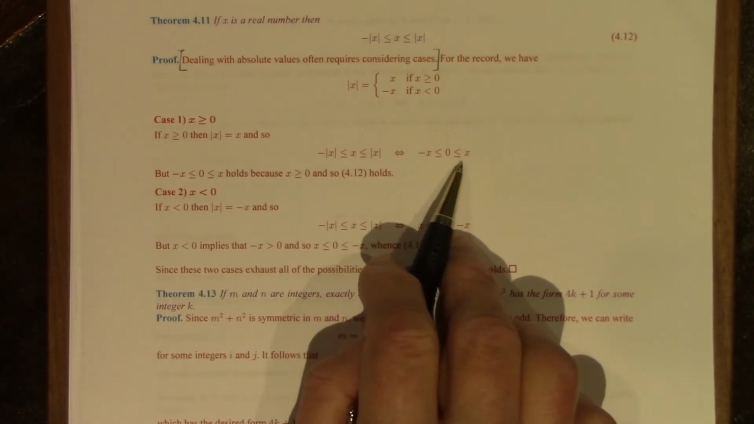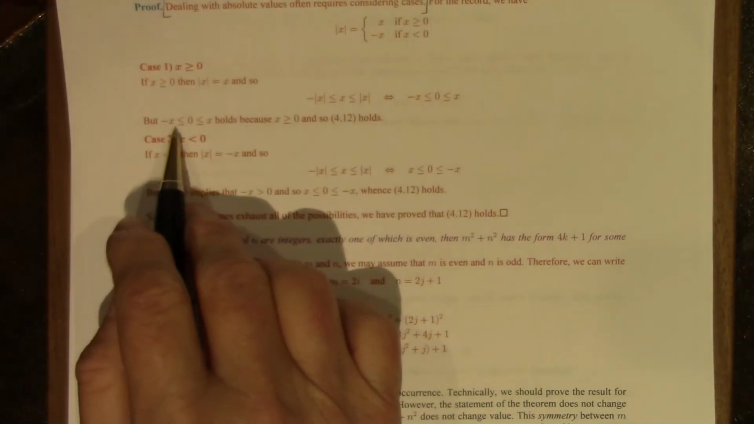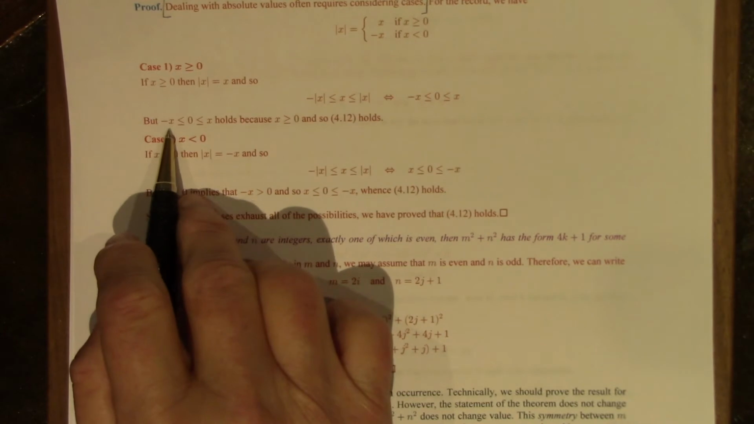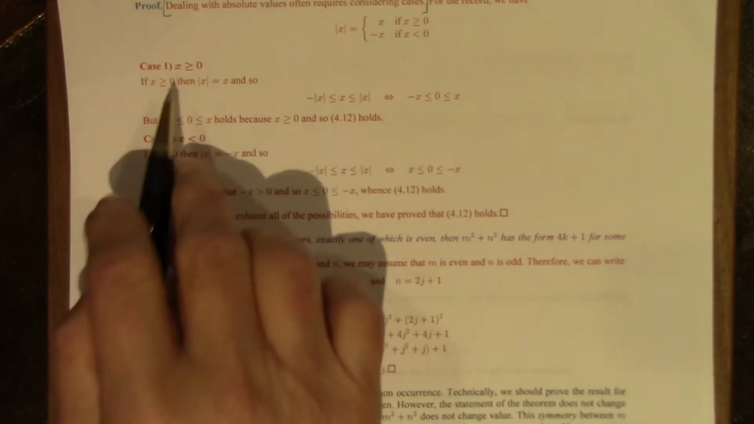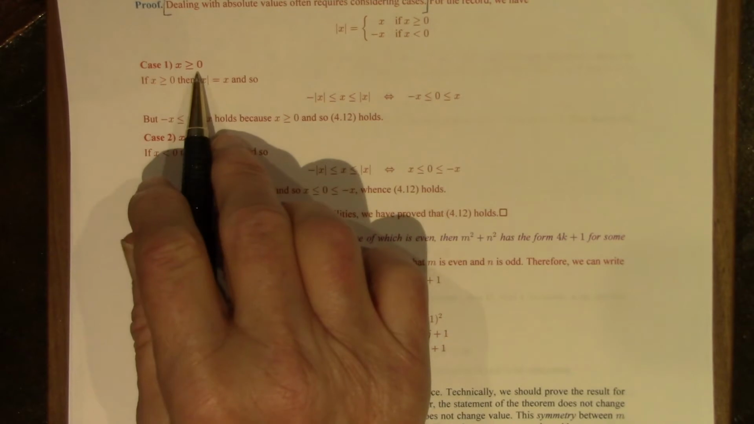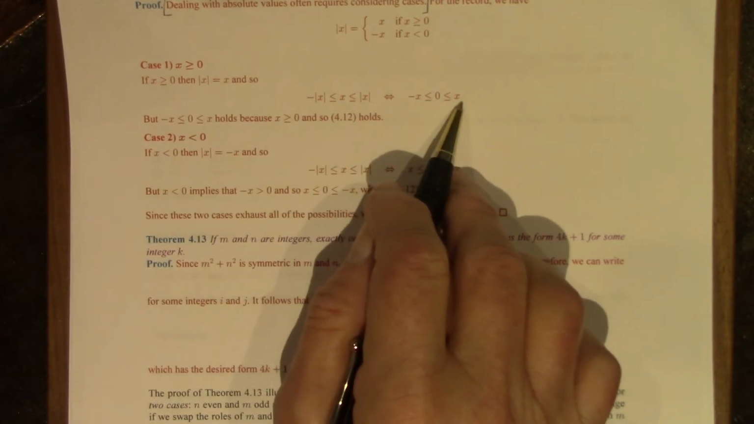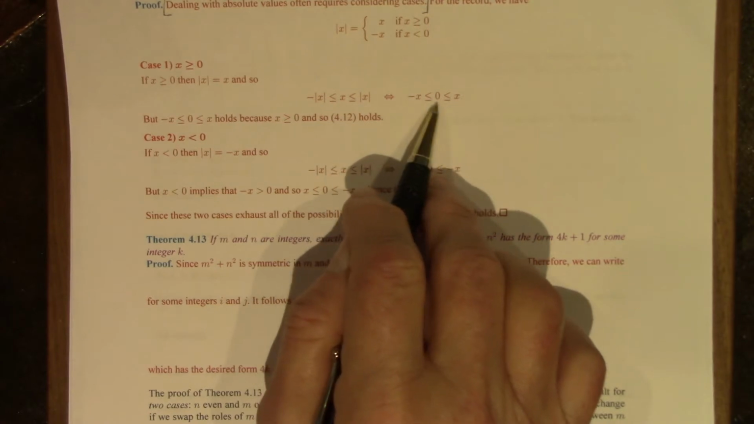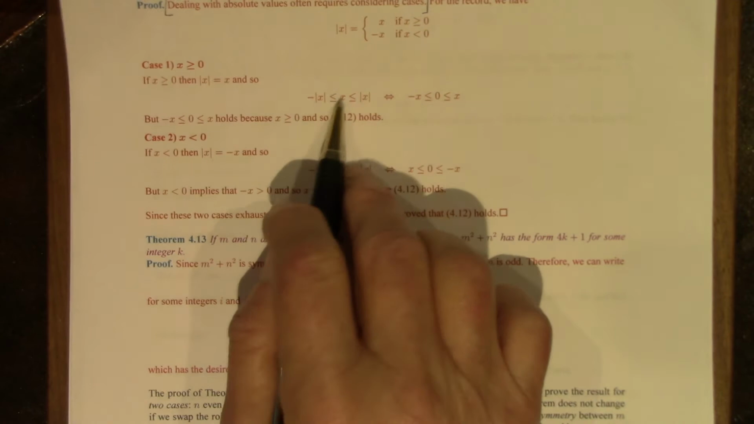But we do know that this holds because we are under case 1, x is greater than or equal to 0. So this inequality is just the same, and this one holds because x is non-negative, therefore negative x is non-positive. So this holds, therefore this holds.